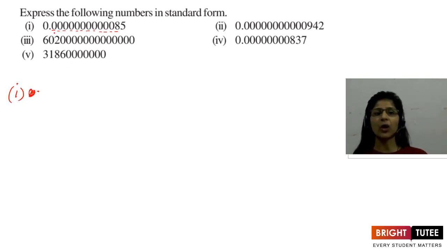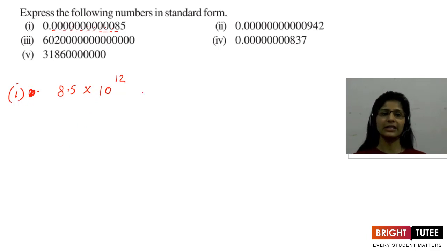So what we are doing? How many numbers will this decimal go after 8? So how many places towards the right are we moving? Just see, 1, 2, 3, 4, 5, 6, 7, 8, 9, 10, 11, 12. So 8.5 into 10 to the power plus 12 or minus 12? Just think, we are moving towards the right, so minus 12.